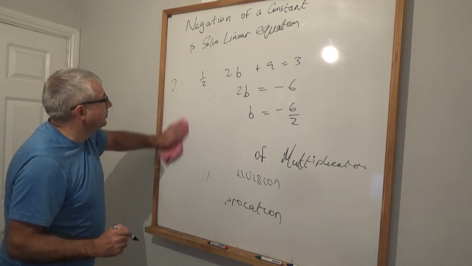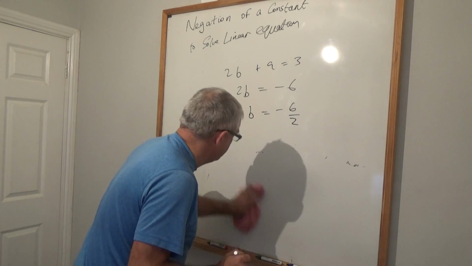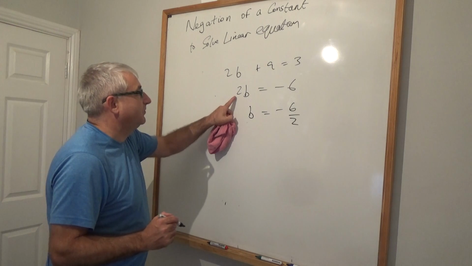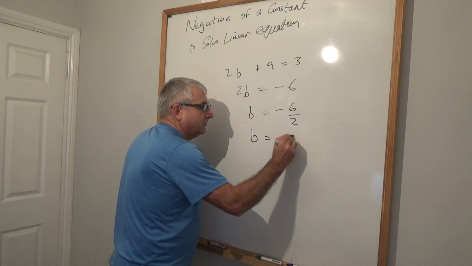Okay, so the wording I'm going to keep using is reciprocation. So I've gone ahead and I've reciprocated down to 2, and I'm ending at getting b equals negative 3.